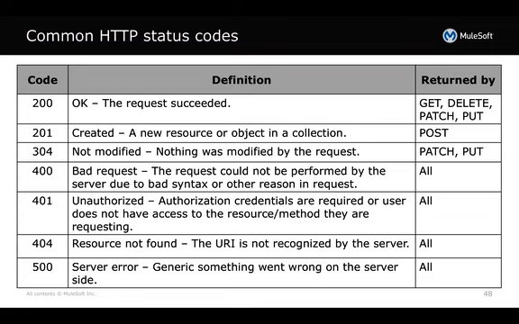304 not modified, saying that nothing on the request was modified, and then some error codes in the 400 range, like 400 bad request, 401 unauthorized, another very common one, 404, if the resource being requested wasn't found. And then finally, a more generic server error, 500, if something went wrong server side.